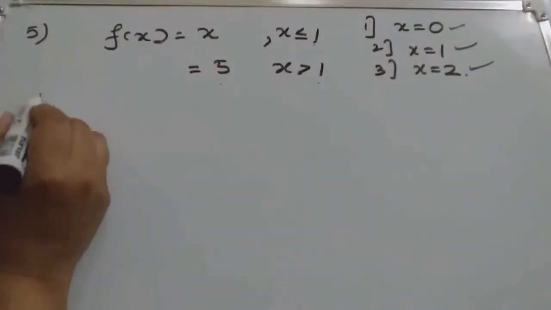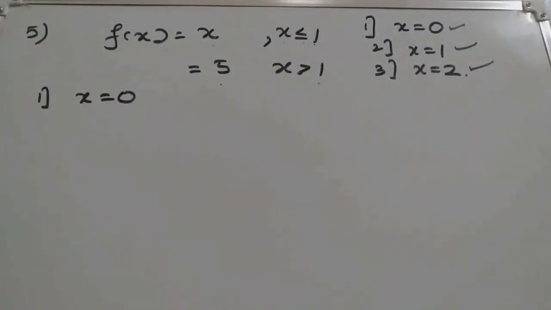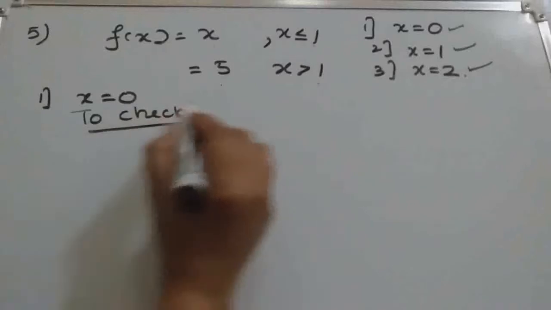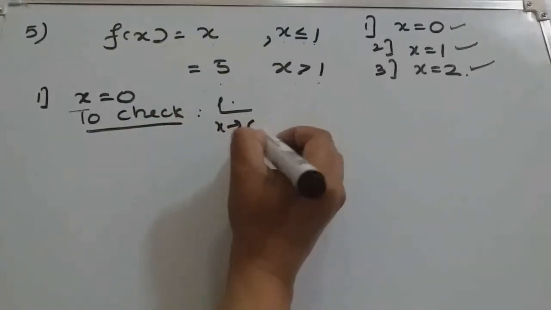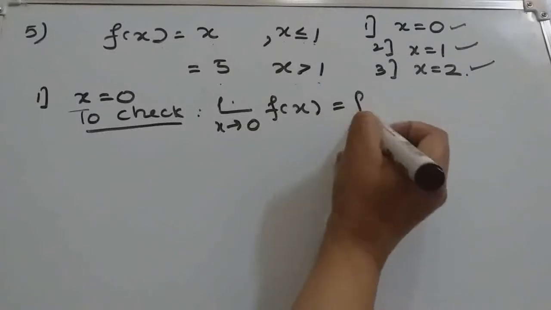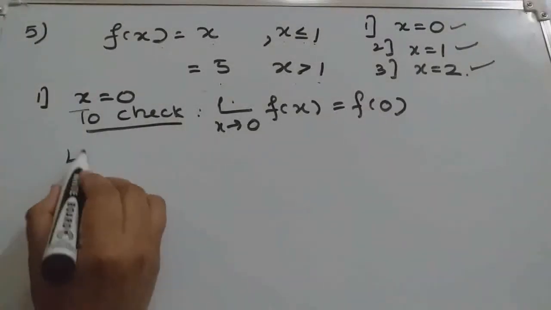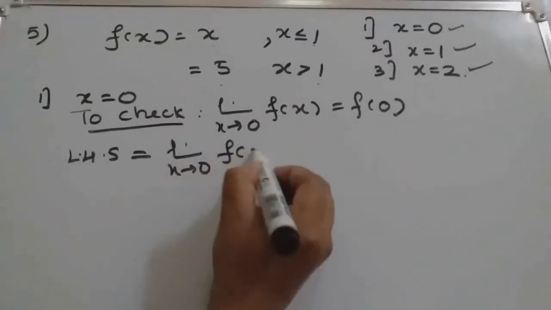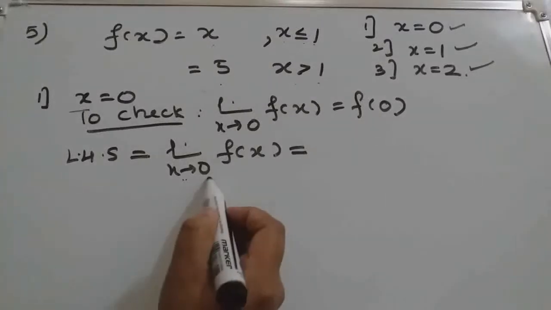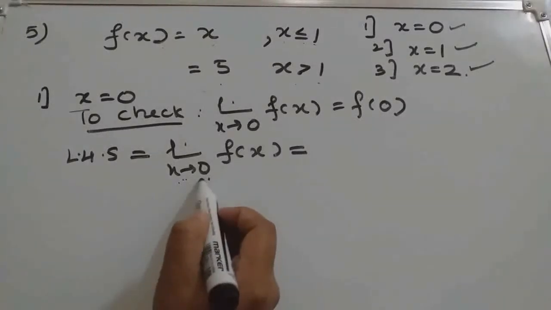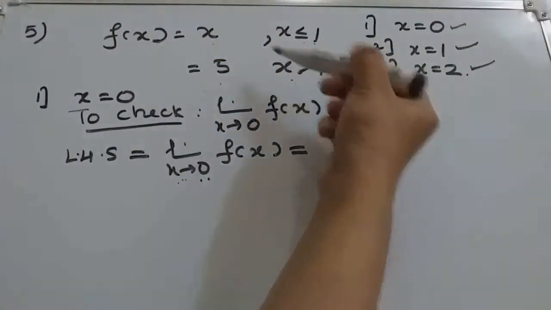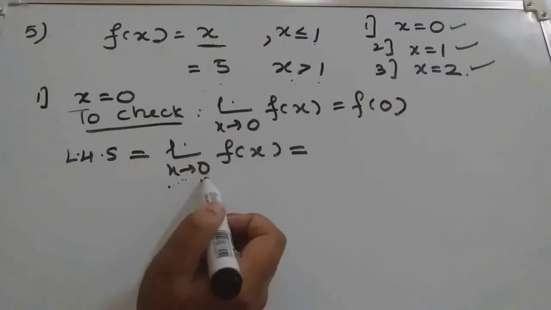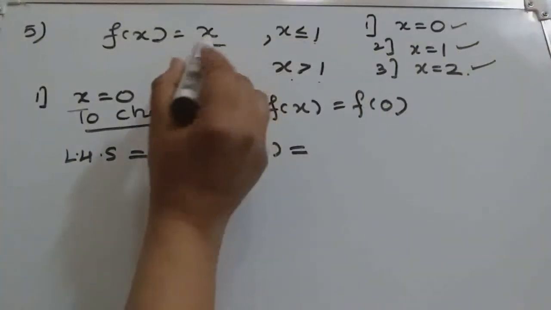So first we will check the first part, that is x equal to 0. To check whether the function is continuous at x equal to 0, what should we check here? We should check limit x tends to 0 f of x equal to f of 0. Now we'll solve the left hand side. For x tends to 0, this value will come in which function, the first one or the second one? The first one. For x approaching 0, near to 0, the function will be defined as x.